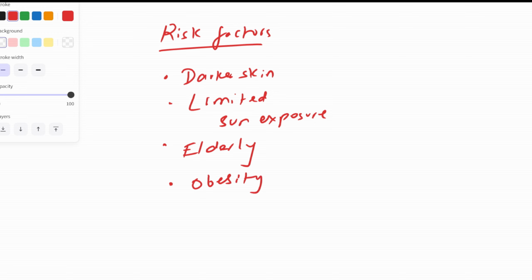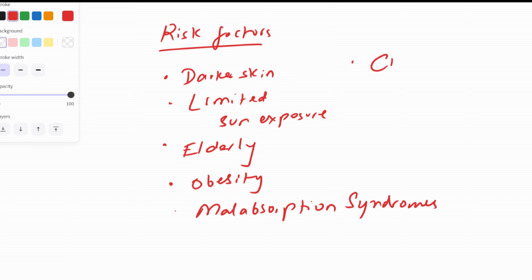Then there is obesity. So vitamin D is fat soluble and it gets sequestered in adipose tissue, which reduces its bioavailability in circulation. So obese individuals often require higher doses of supplementation. Then there are malabsorption syndromes. Conditions like celiac disease, Crohn's disease, cystic fibrosis, or post-bariatric surgery states interfere with fat absorption, thus reducing the absorption of fat-soluble vitamin D. The sixth one is chronic kidney disease. Impaired 1-alpha hydroxylation is a direct cause, right?